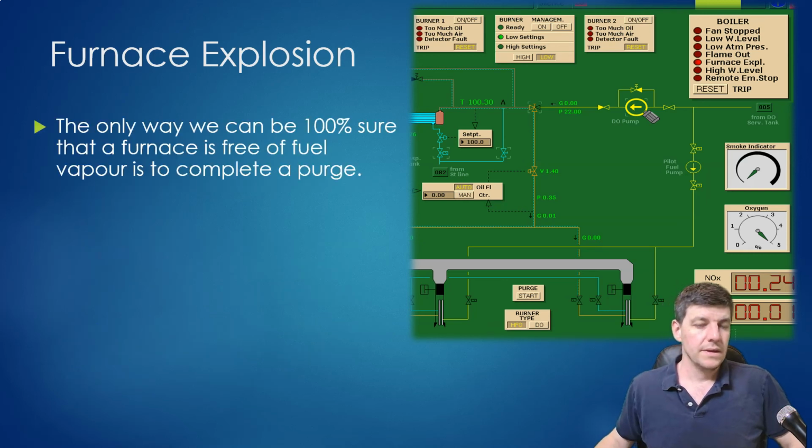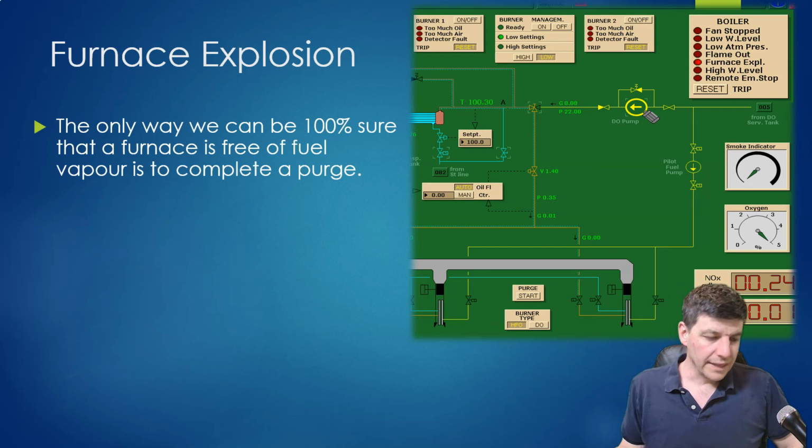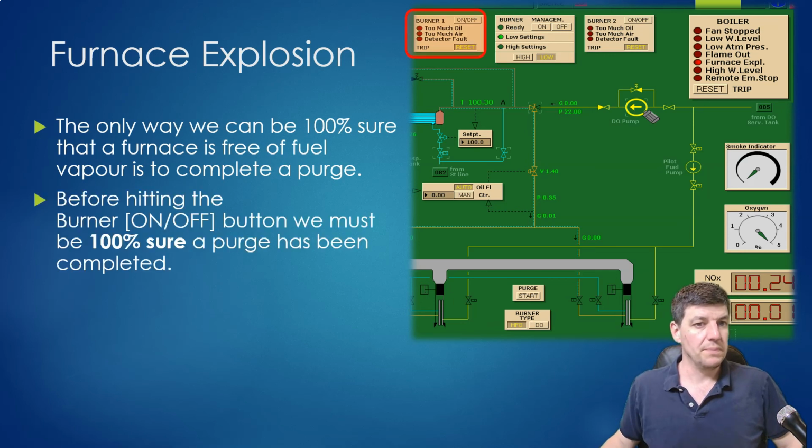So the only way we can be, I guess, pretty much 100% sure that the furnace is free of fuel is to complete a purge. And when we purge, we're going to blow air through. Okay. And we need to be 100% sure that a purge has been completed before we hit the burner 1 on-off button. Okay. This button is really, really dangerous.